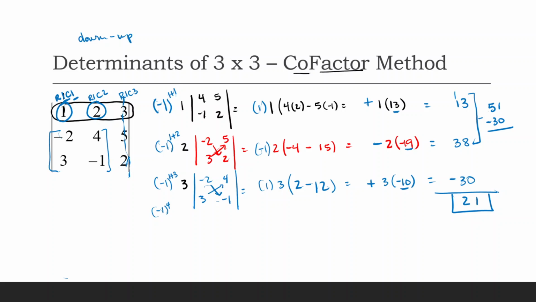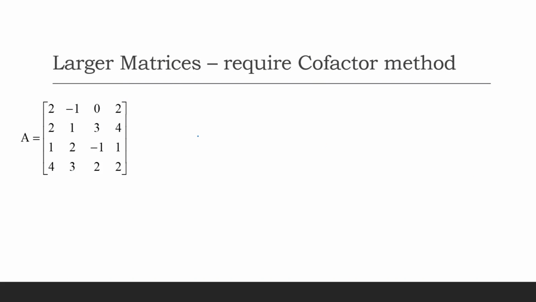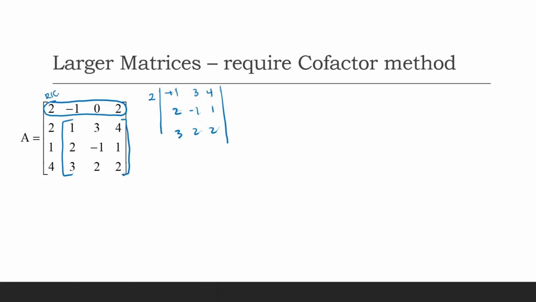Now as I get bigger, I have to use cofactor. So I'm going to choose a row wisely. If there are any zeros, we want to choose that row, because then one of the cofactors is going to go away. So I'm going to do 2 times negative, let's see, then I'll take this minor. So I'll have 1, 3, 4, 2, -1, 1, 3, 2, 2. And that's in row 1, column 1, so this will be positive.